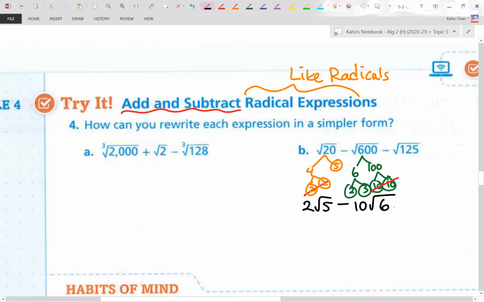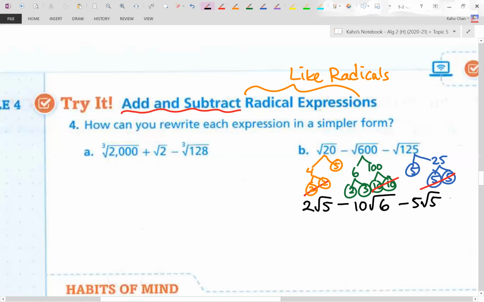Then finally, the back half, 125, break it down by 5. Aha. So 125 is 5, 5, 5. Pair of 5s do come out. There's a single 5. But we have a radical 5 underneath that's stuck.